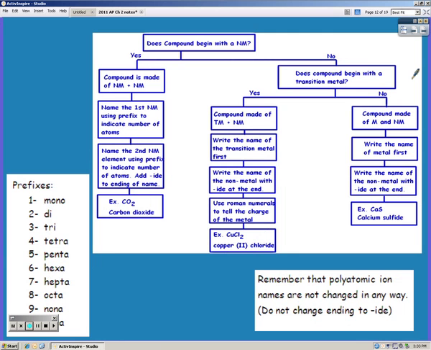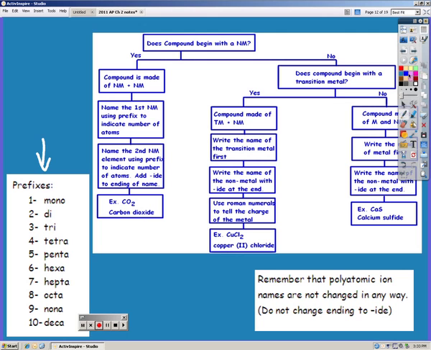On the other side, if it's not an acid, then you need to ask yourself, does it start with a nonmetal? If so, you have to use the prefixes. You name the first nonmetal using the prefix to indicate the number of atoms, then the second nonmetal with prefixes to indicate the number of atoms. So CO2 would be carbon dioxide.